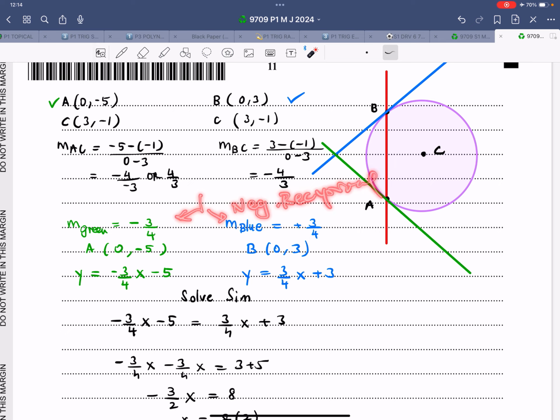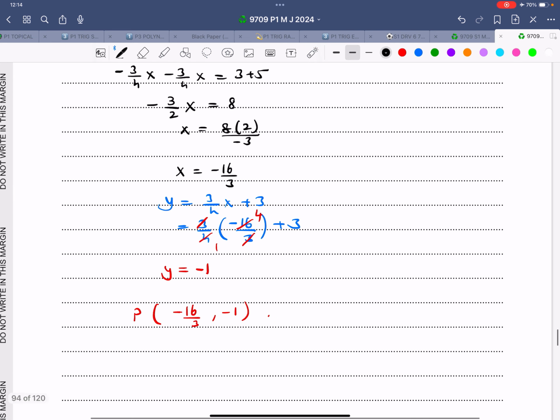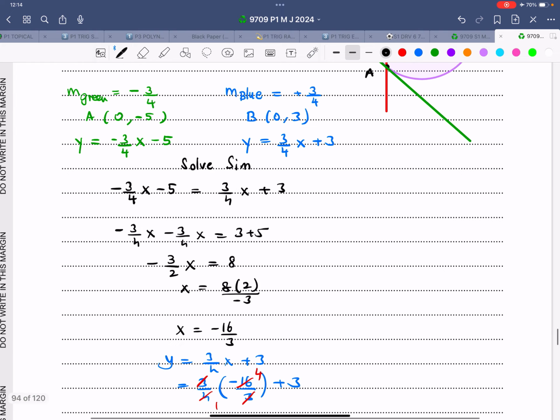And then we use the corresponding points. For green, use A. For blue, use B. That's the equation of each line. These two lines meet at a point, and this particular point is P. How would you solve it? You would solve it simultaneously.